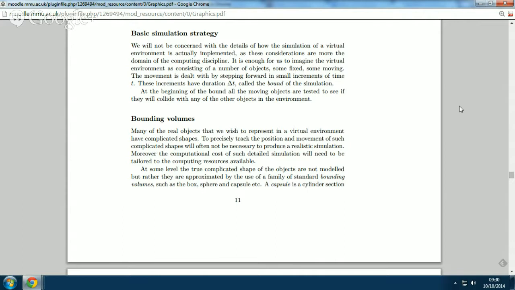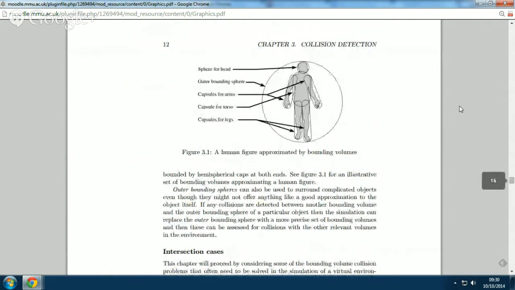And standard bounding volumes are just the standard simple shapes, like a rectangular box of some dimensions, a sphere, or a capsule. By a capsule, we mean a section of a cylinder with hemispherical caps at both ends. So a cylinder, but not an open one, a cylinder where the two ends are closed off by half spherical ends. Okay, it's like a medicine pill, like one of those large medicine pills.